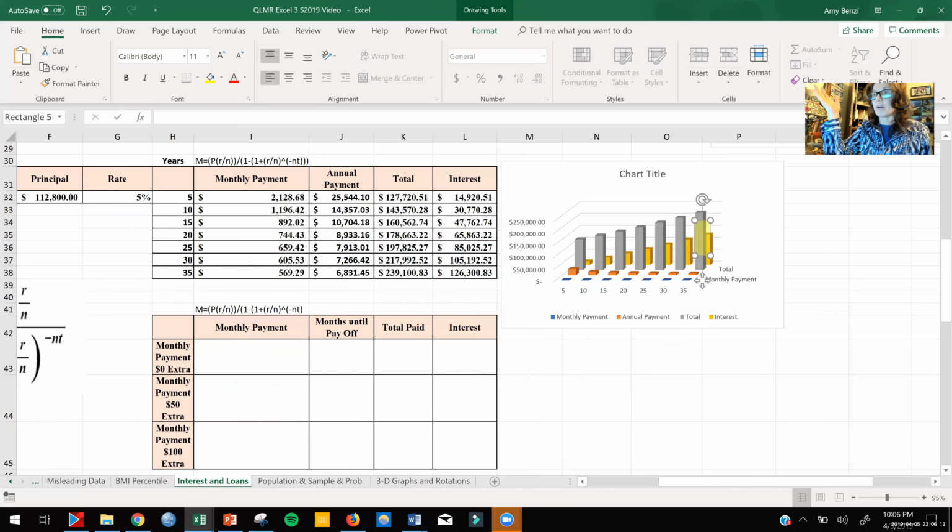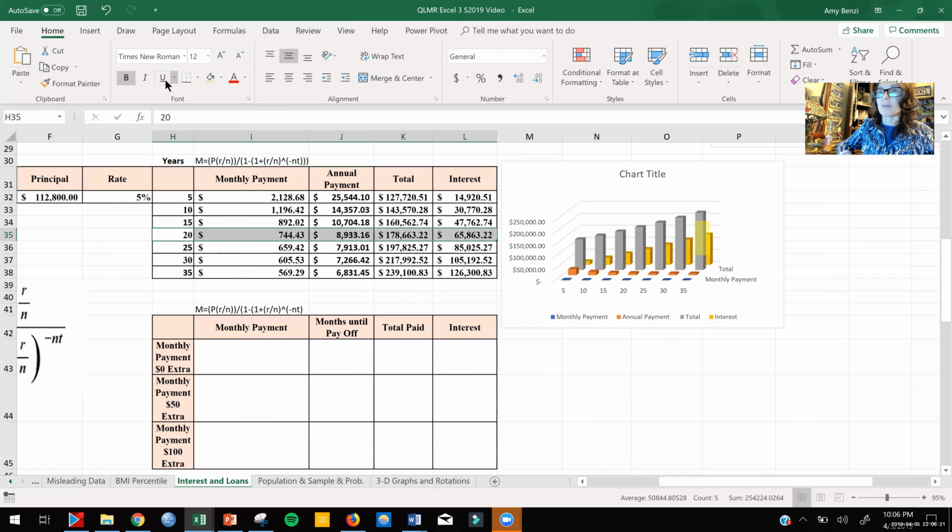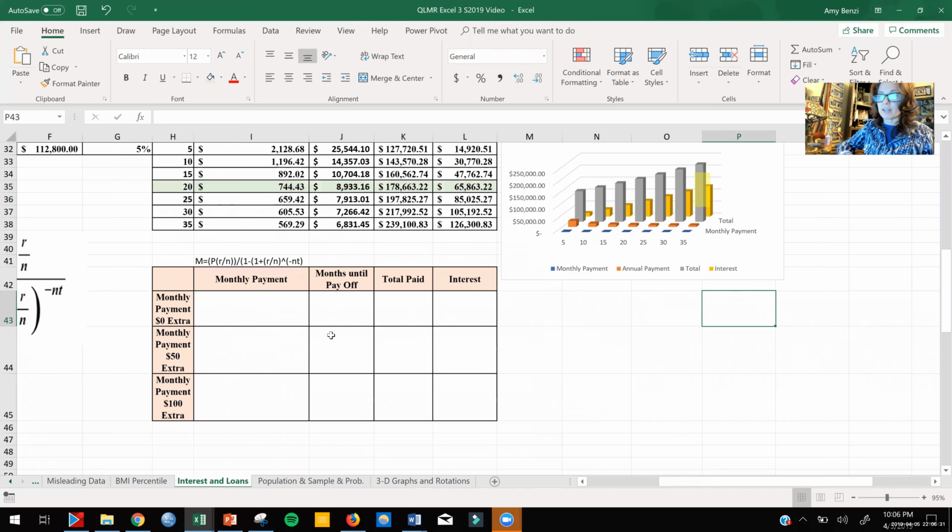Now, let's talk about, what if we went with a 20-year loan? A lot of people, a lot of banks really like a 20-year loan on a house. So let's go ahead and just look at this 20-year spot on this loan. And we are going to fill this little chart in down here and talk about basically what we just did. What happens if I pay $0 extra money a month? And then what happens if I pay an extra $50 a month? And then what's going to happen if I pay an extra $100 a month? So we're actually going to explore all of this.